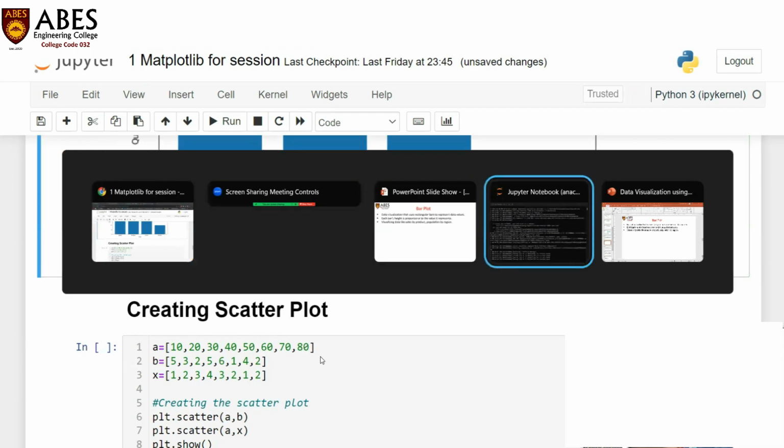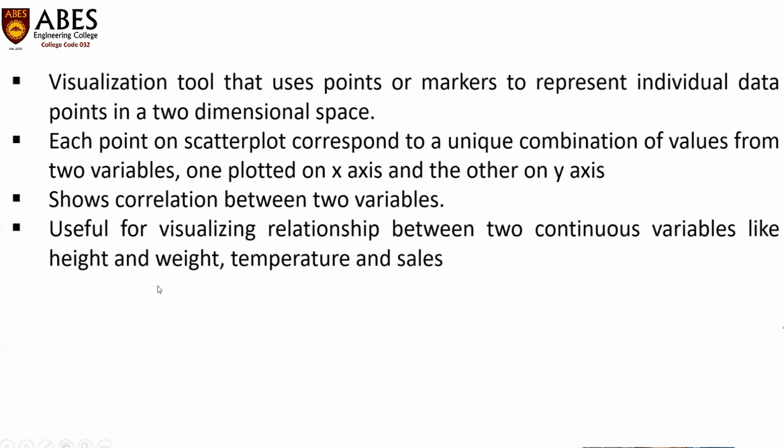Now coming to the next plot, which is a scatter plot. A scatter plot is a visualization tool that uses points or markers to represent individual data points in two-dimensional space. Each point on a scatter plot corresponds to a unique combination of values from two variables, one plotted on x and one on y. Basically, it takes the intersection of these two values and shows the correlation between two variables. It is useful for visualizing the relationship between two continuous variables like height and weight, or temperature and sales.